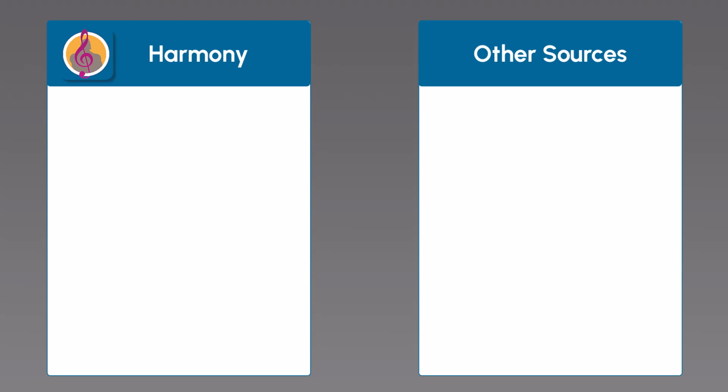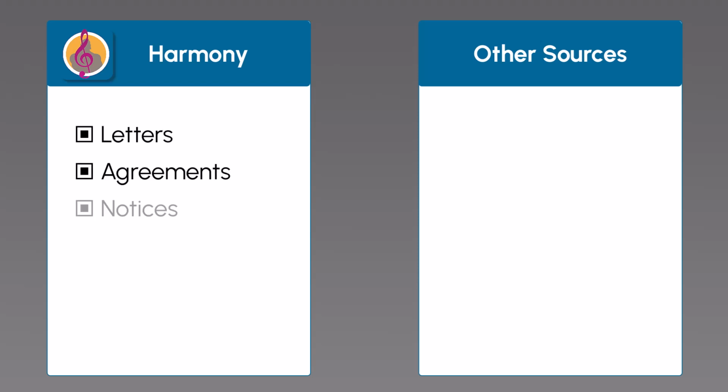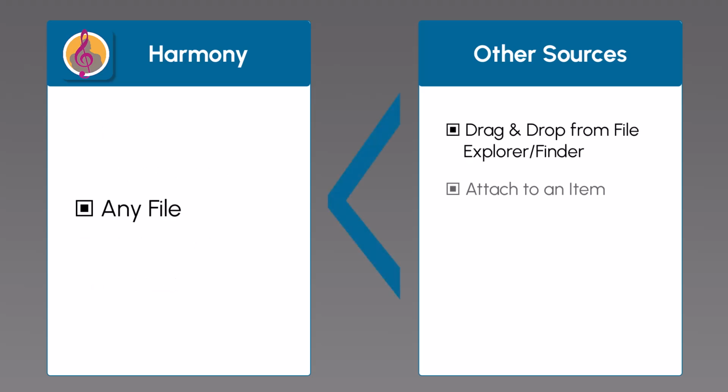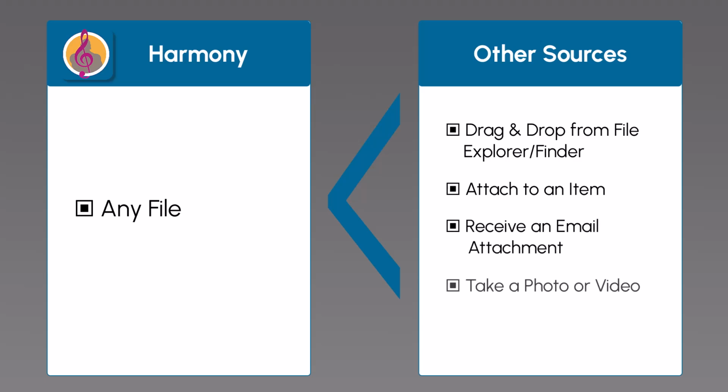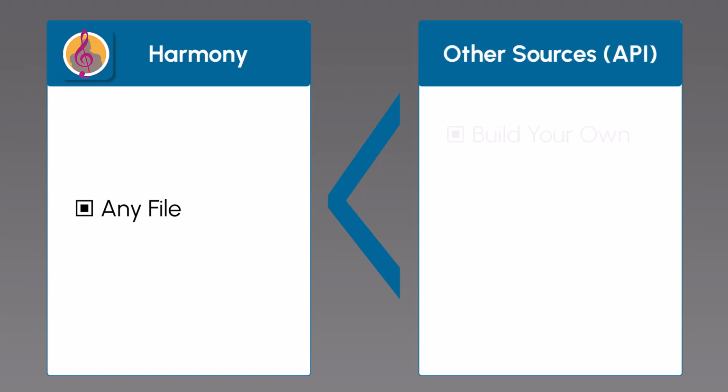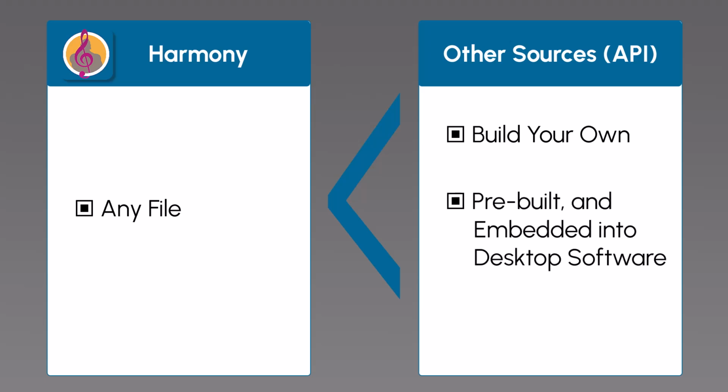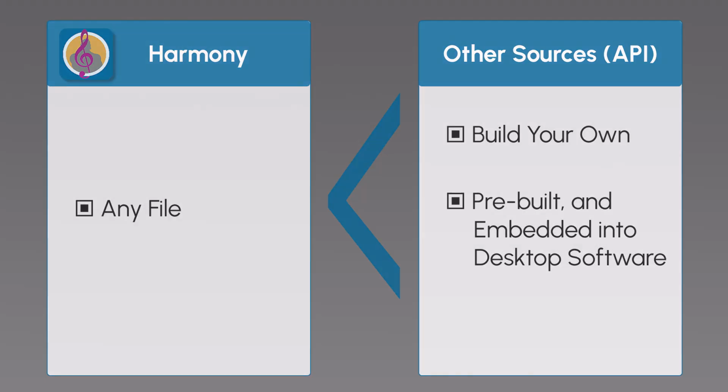Documents can be created in Harmony or uploaded from elsewhere. Examples of created documents include letters, agreements, notices, statements, and reports. Uploaded documents include items that you drag and drop into Harmony, items that you attach to something like an invoice, activity, or message, or attachments to an email you receive. Harmony's APIs also allow streamlined document import from other sources, including pre-built APIs embedded into desktop software, allowing you to synchronize documents from an external source with your cloud document library.